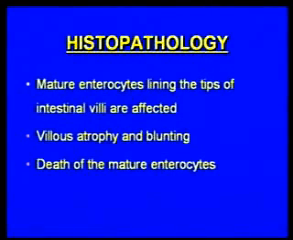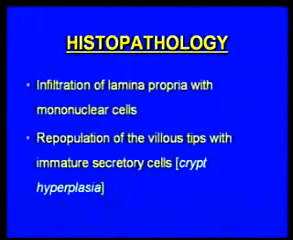And once they're affected, they're disrupted, and the villus can show atrophy and blunting. And as a result of infection, the cells are actually lysed and they die. So this is the property of rotavirus, that it mainly affects the small intestine. And when the small intestine is affected, as you can imagine, the function is disrupted, and so there is a dysfunction of intestinal absorption.